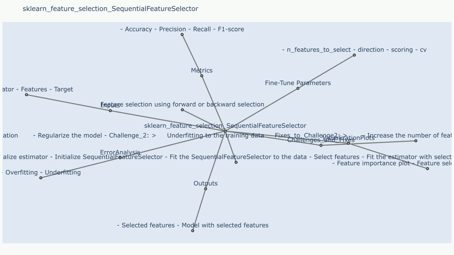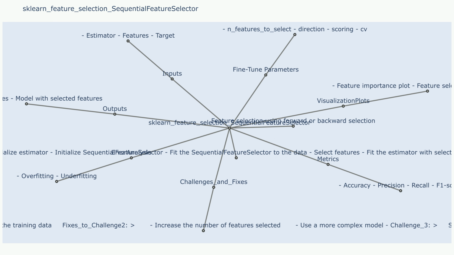There are two main variants: forward selection, which starts with an empty set of features and adds one feature at a time, and backward elimination, which starts with all features and removes one feature at a time.